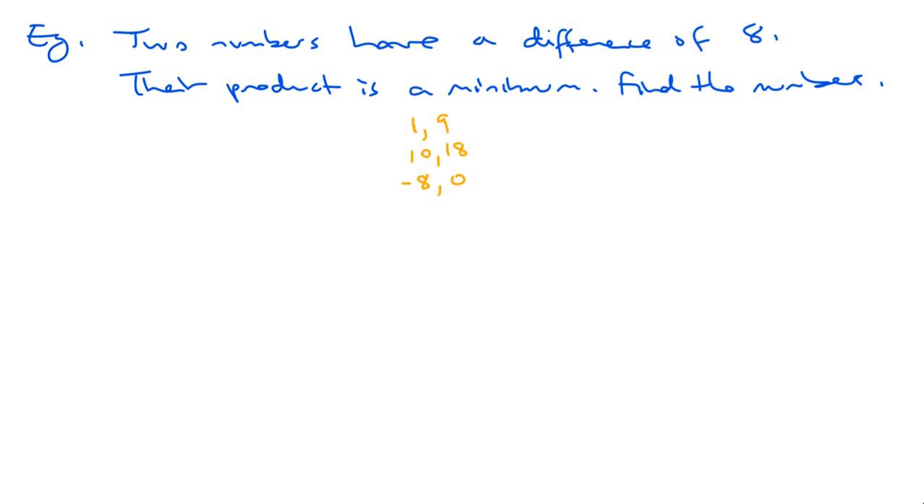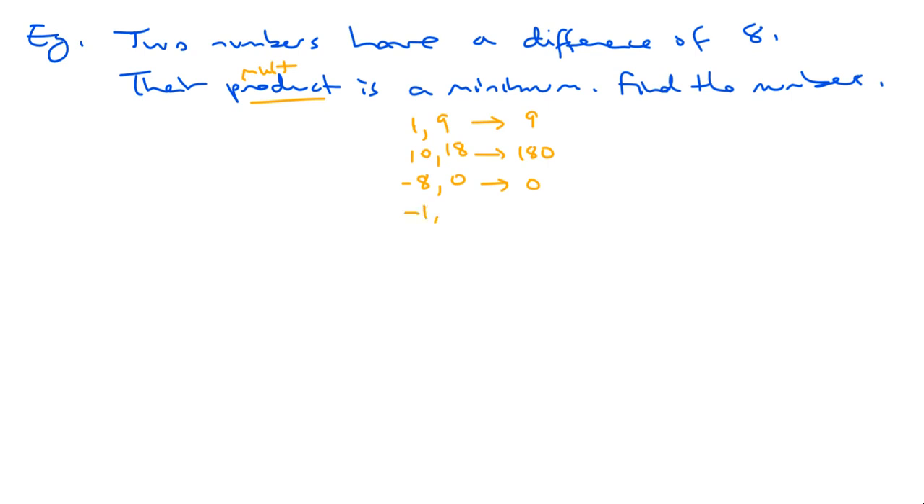But their product: remember, product is multiplication. 1 times 9 is 9. 10 times 18 is 180, which is already bigger than 9. Negative 8 times 0 is 0, so that's a small product. Can I get smaller than that?